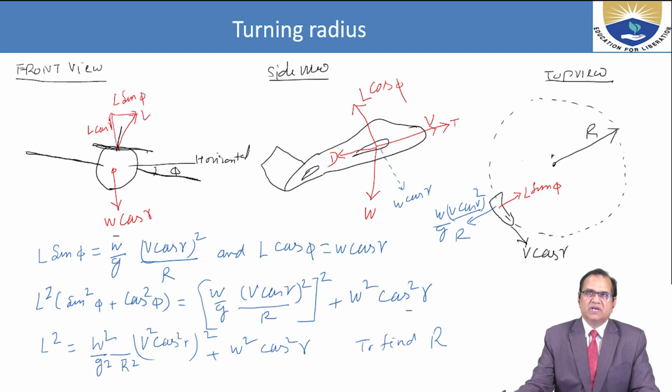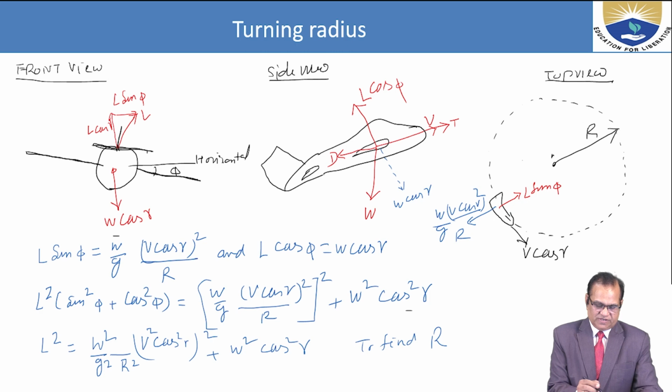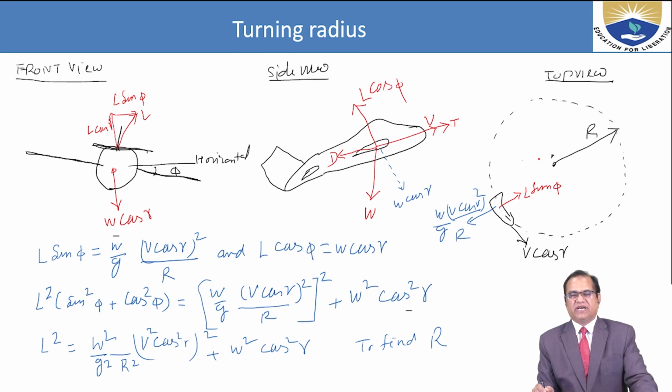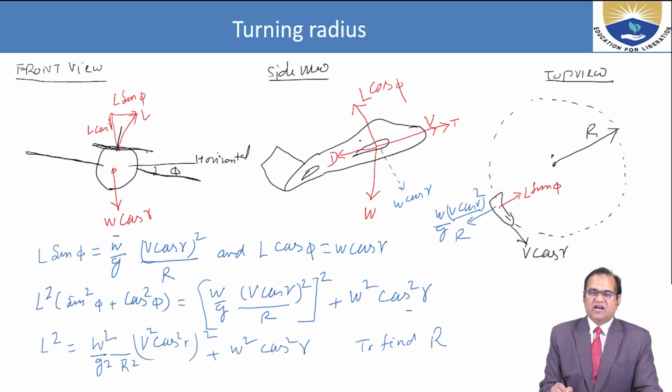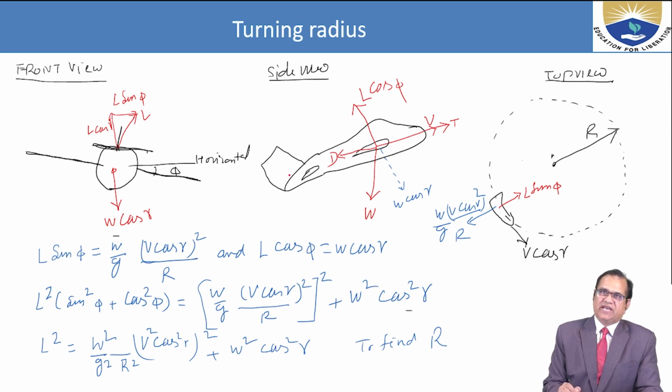So first I will discuss turning radius, and here I have the three views. First one is the front view, this is the side view, and this is the top view of the aircraft when it is flying in this way. I will start with the side view here. This is the aircraft.